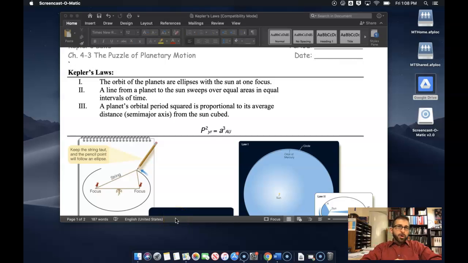Hi, in today's lesson we're going to be discussing Kepler's laws, specifically Kepler's second law, in which case he describes the path of planets in a mathematical way. Let's quickly discuss those three laws of Kepler's. The first one is that the orbit of planets are ellipses with the sun at one focus.